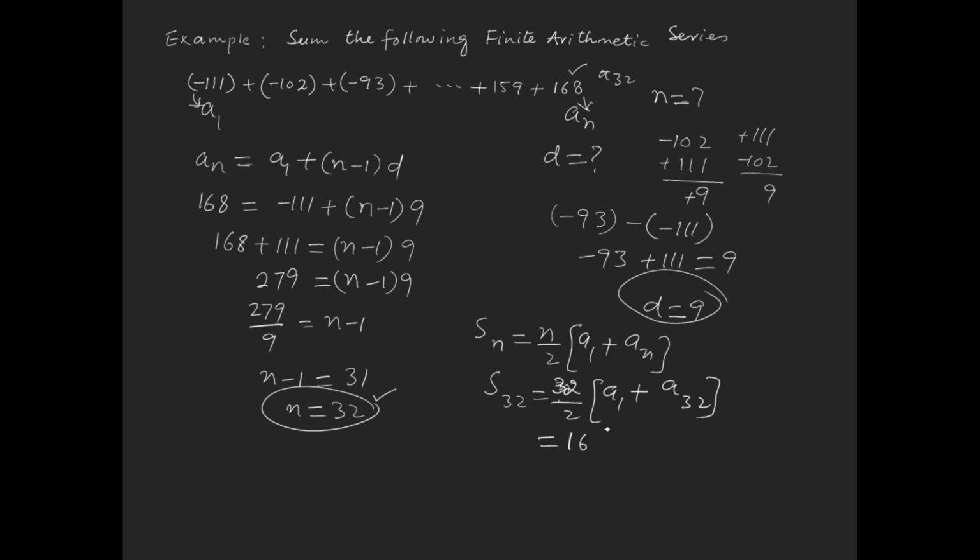So 16 multiply, what is the first term? This thing, minus 111 plus, and this is the last term, 168. Now the answer in the bracket is 57, and 57 multiply 16 is 912. So S32, that is the sum of the first 32 terms of this series, is 912.